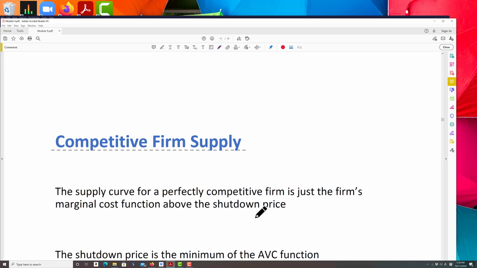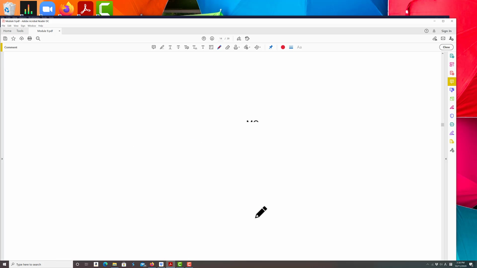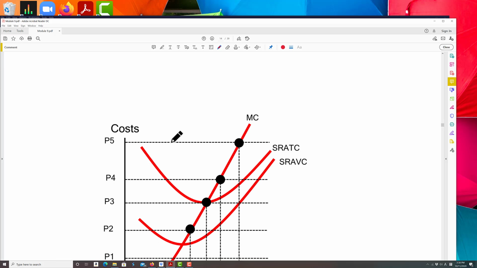So how does a firm choose its supply? Well, if price is higher than average cost, you are making money, there is nothing to worry about. So price equals marginal cost right there, that's the optimal output. If price falls to P4, no problem. Price is still higher than average cost. So you should produce the rate of output where price equals marginal cost.